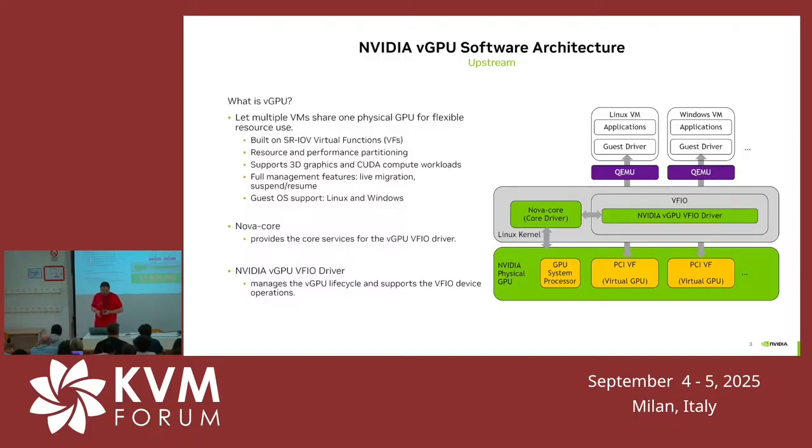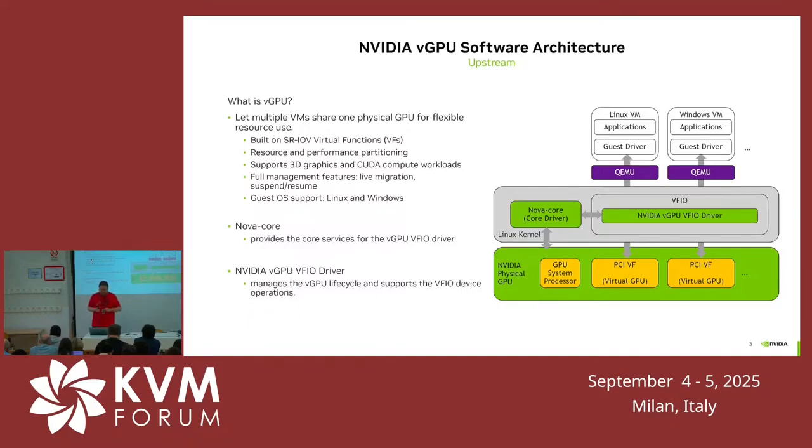So let's take a look at the proposed software architecture here. For the upper part, I think folks should be much more familiar: this is the QEMU you're running, with a Linux VM or Windows VM. In the core part is the Nova Core driver, which provides all kinds of services that the upper part drivers require, like allocating GPU memory and allocating submit channels. We will go into the details later.